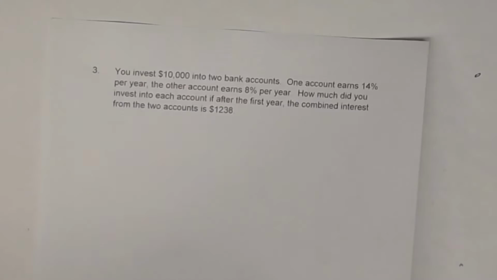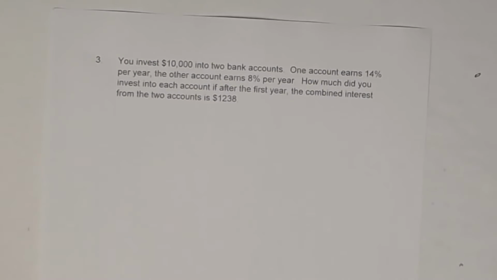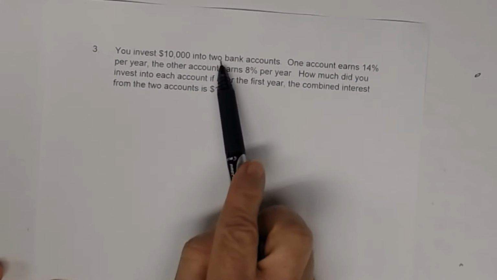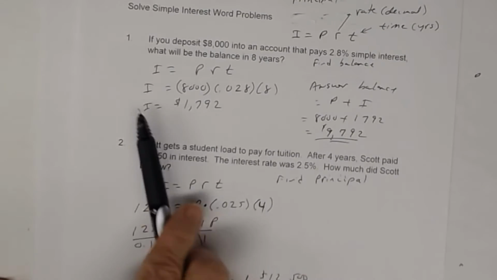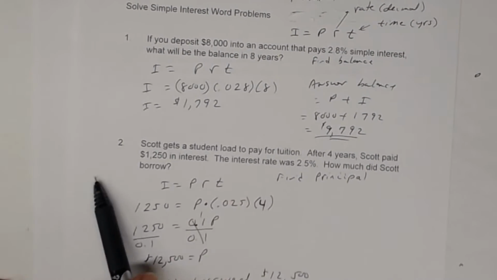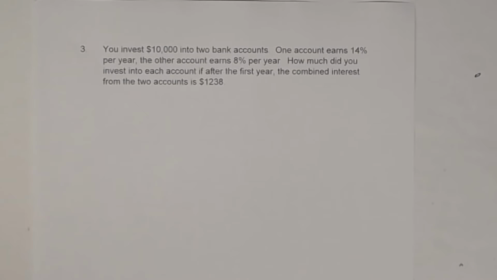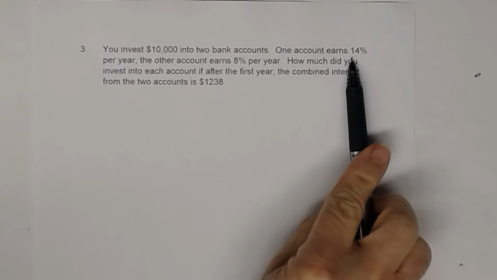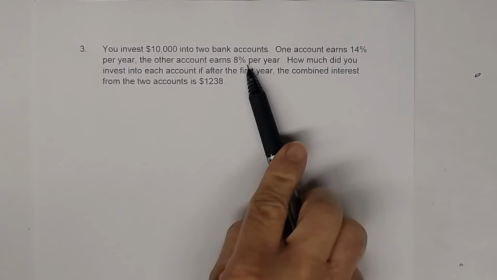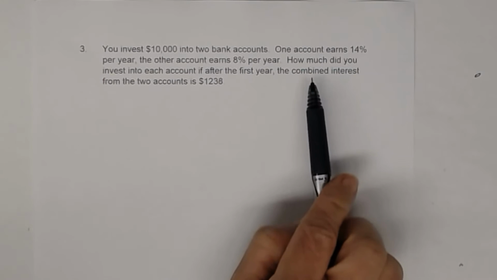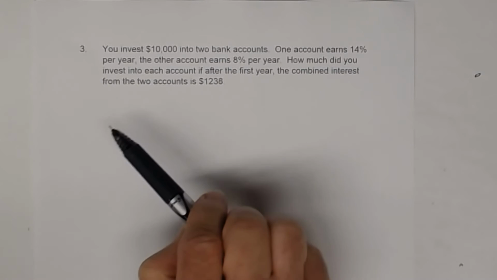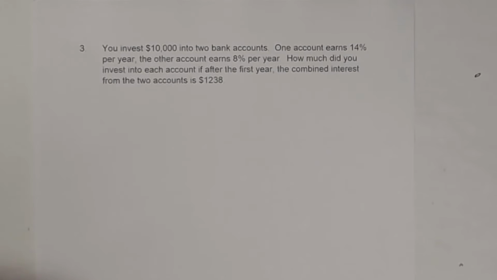Okay, so let's look at number 3. So number 3 is this. You invest $10,000 into 2 accounts. See, right here, when we did numbers 1 and 2, we're only dealing with one account, right? Now we're dealing with 2. So you invest $10,000 into 2 bank accounts. One account earns 14% and the other account earns 8%. And then how much did you invest in each account if after the first year the combined interest from those 2 accounts is $1,238? All right, now here's how you're going to deal with this since there's 2 accounts.